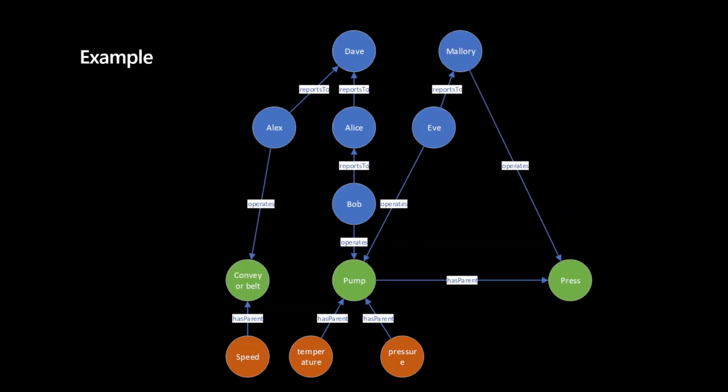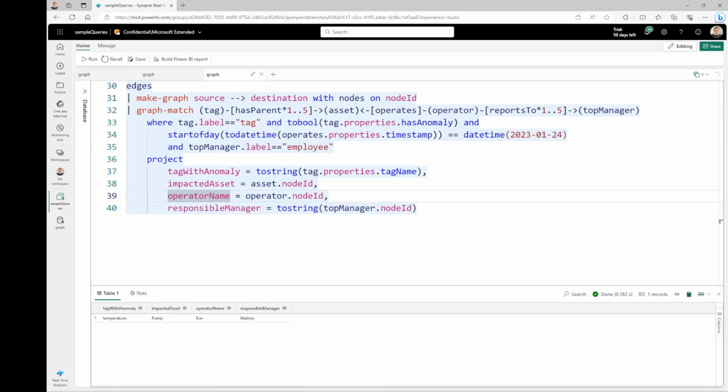Last but not least, a small example. There was a recent drop in the operational efficiency of a factory. The factory manager wants to analyze equipment performance combined with maintenance staff hierarchy using graph semantics. The KQL query is creating the graph during query time and found a tag that had an anomaly which led to a malfunction in a pump. This asset was operated by Eve, who reported to Mallory on that day. Now the factory manager can reach out to the operators to get more information about the incident.